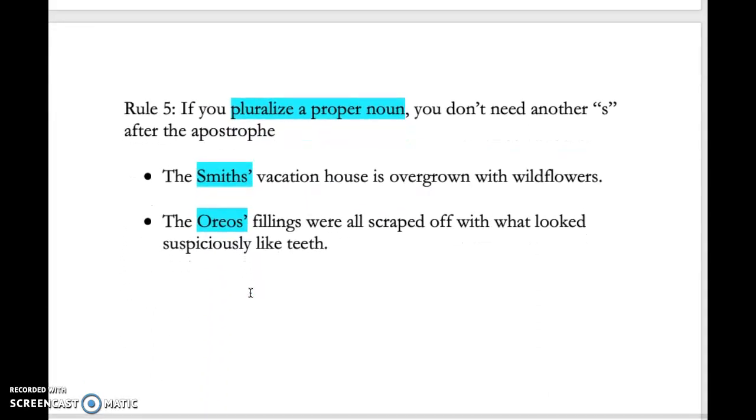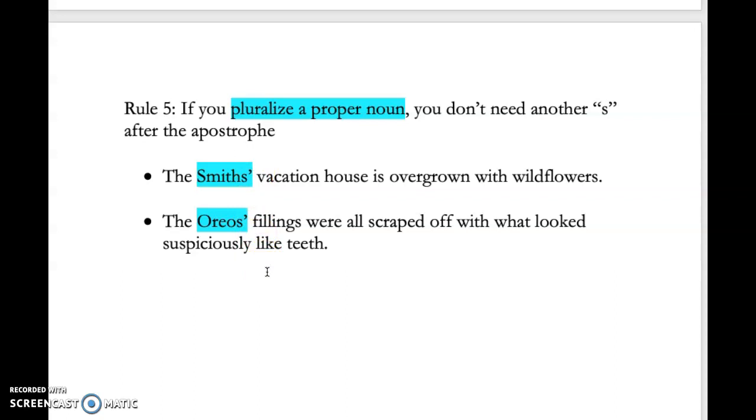Rule number 5, if you pluralize a proper noun, so in other words, if we were to say the Alexines, because there are 2 of them, right? Or the Charlies, because there are 2 of them, you don't need to add another S after the apostrophe. So if I say the Smiths' vacation house is overgrown with flowers, the family's name is Smith, and there's more than one, so there are a whole bunch of Smiths, like the mom, the other mom, the baby, right? If the vacation house belongs to them, you just do an apostrophe, not an apostrophe S.